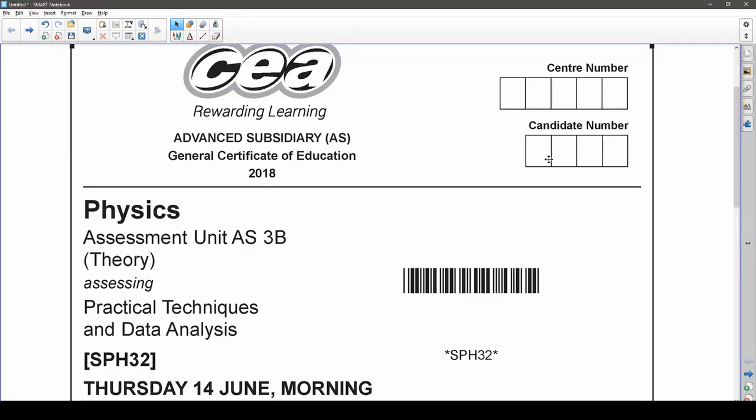Hello everyone, welcome to Physics Rocks It's True, and in this one we're looking at AS Theory Paper 3B. That's the practical theory section. We're going to take a look at this by doing the 2018 paper. We'll run through it and pick up the general themes and skills that you need as we go through. So let's get into it.